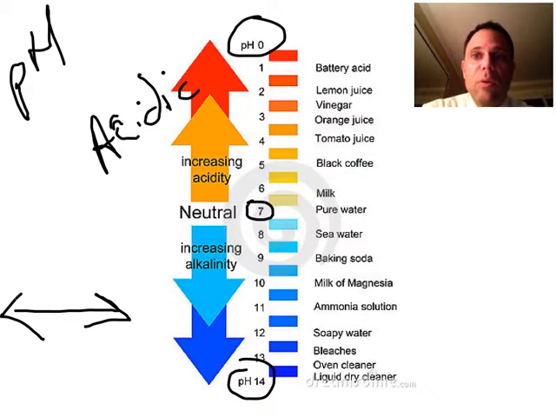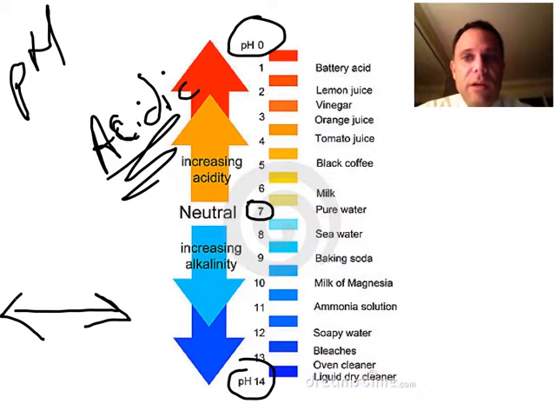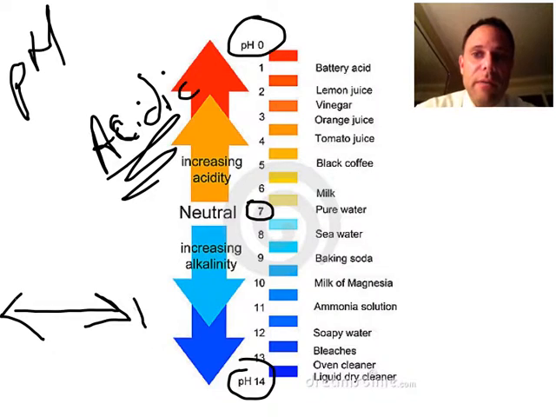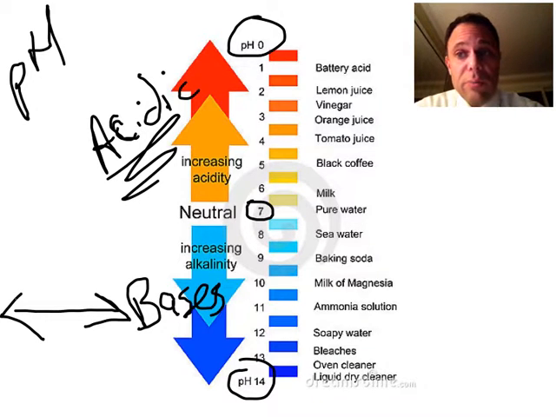Now, the further you get away from neutral, the stronger the acid becomes. On the other side, getting higher than 7, that's where our bases live. The further you get away from 7, the stronger the base becomes. Let's take a look at some examples.